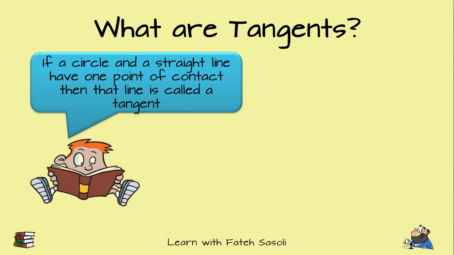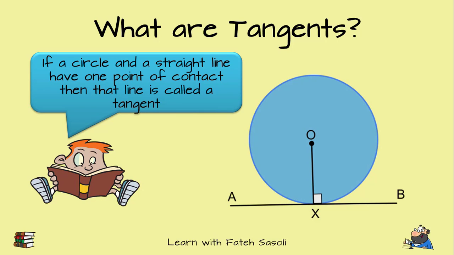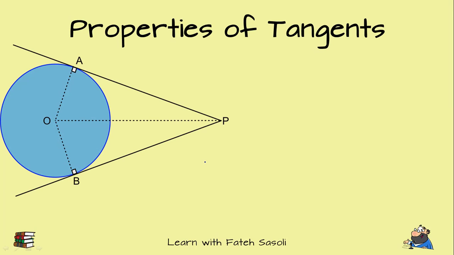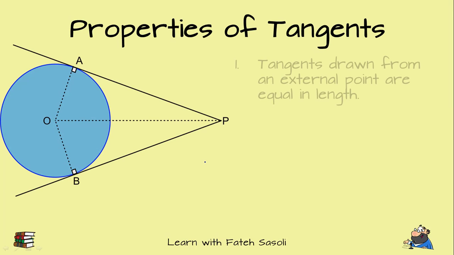Today we'll be talking about tangents to circles. If a circle and a straight line have one point of contact, then the line is called a tangent. Let's look at the properties of tangents.